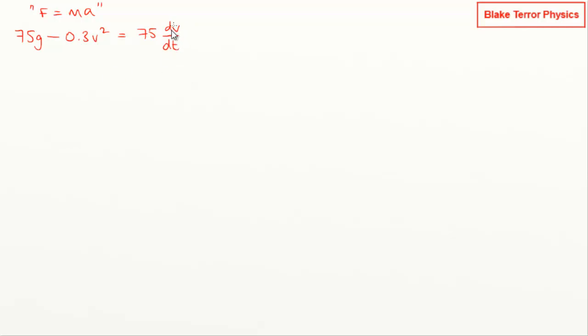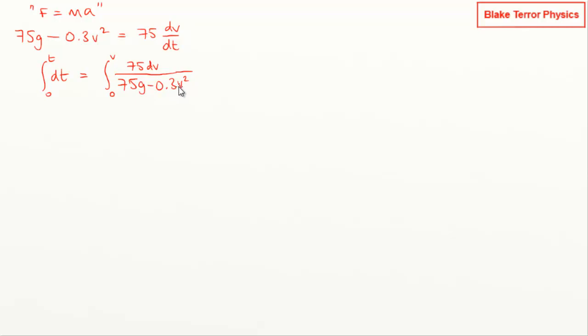So let's separate our variables here. So we're going to have the integral of dt equal to the integral of 75 dv divided by all of the stuff, 75g minus 0.3 v squared. And that's going from 0 to t and then from 0 to v. Okay, so this isn't a trivial integral to do because we've got v squared on the bottom.